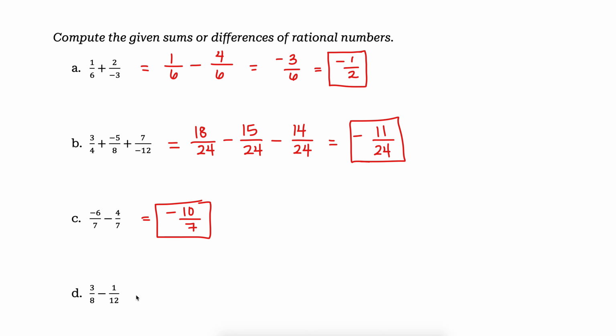And the last one, 3/8 minus 1/12. We're going to turn these denominators into 24s. So we're going to have 9 over 24 minus 2 over 24. And that's going to give us 7 over 24. That one cannot reduce. So there's our answer.